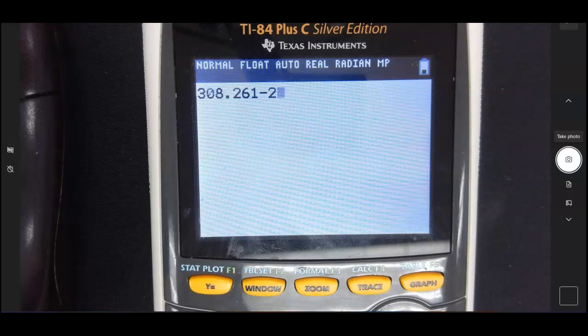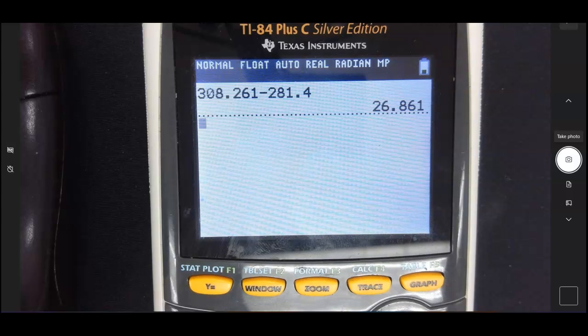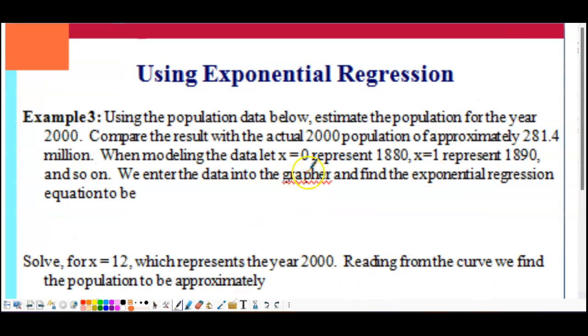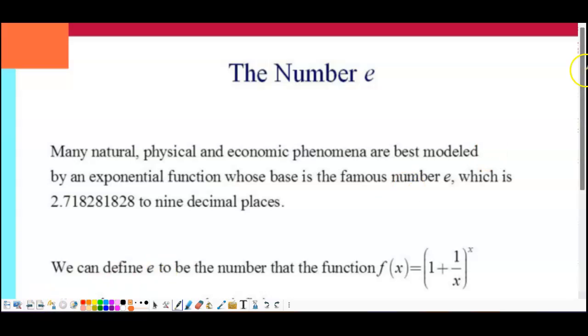308.261 minus 281.4. So it's actual minus experimental all over the actual. So you divide by 281.4. And if you times that by 100, our percent error is 9.545%. Again, my thing kind of froze again. So that is our regression.